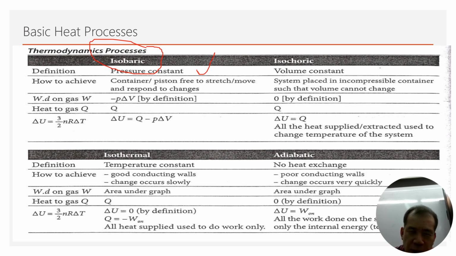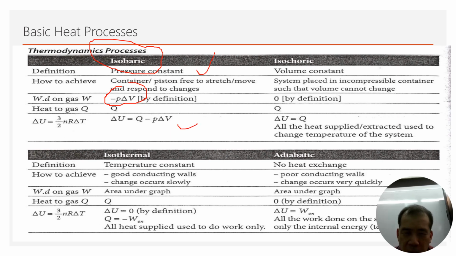Then what happens in the process of isobaric? Well, work done on the system is minus PdV. And you have heat to the system, Q. And you realize just now that you have learned that delta U, the change in internal energy, is equal to 3 over 2 nR delta T. So if I use the formula delta U equals Q plus work on, direct substitution will yield this: delta U equals Q minus P delta V.